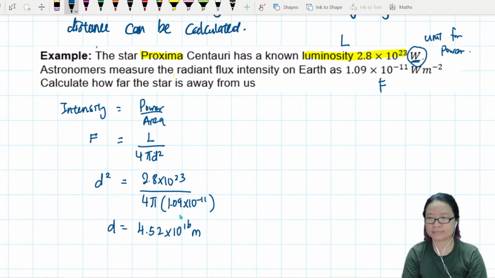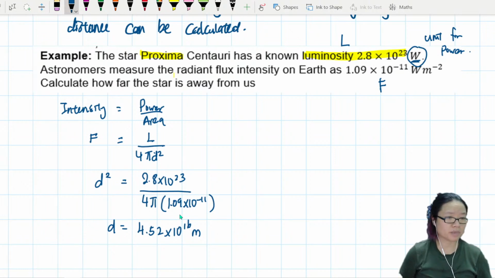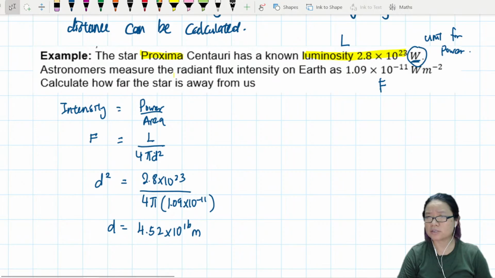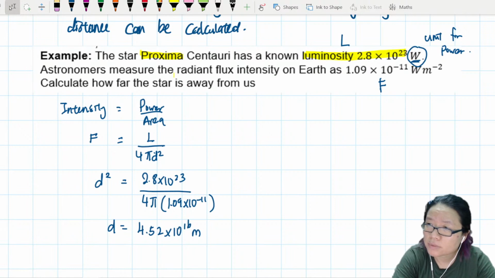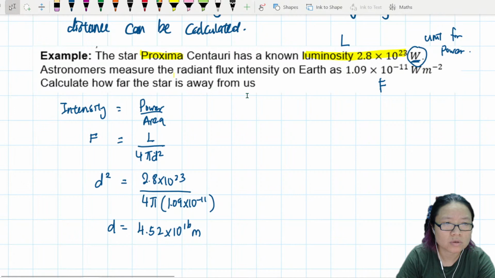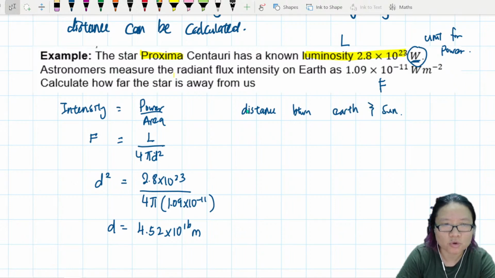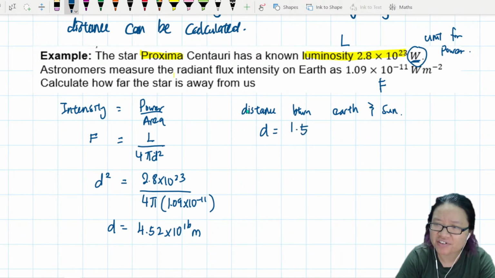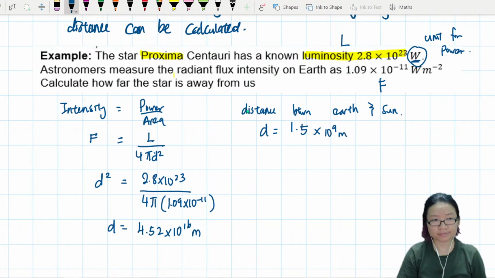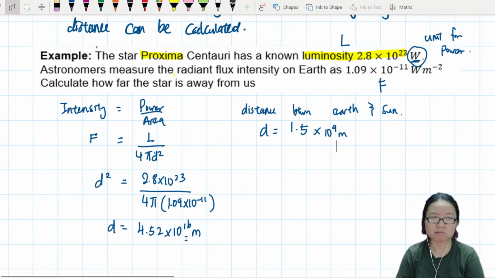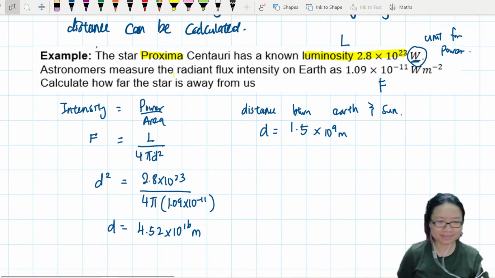Okay, it's quite far. It's galaxy stuff, so it's going to be far. All right. For context, the distance between Earth and Sun, just to compare the values, is around 1.5 times 10 to the power of 9 meters. So this is like, I don't know, a million times further, 10 to the power of 6. No, 10 million times further, 10 to the power of 7. So very far. That's the kind of question that you expect, direct substitution and calculation.